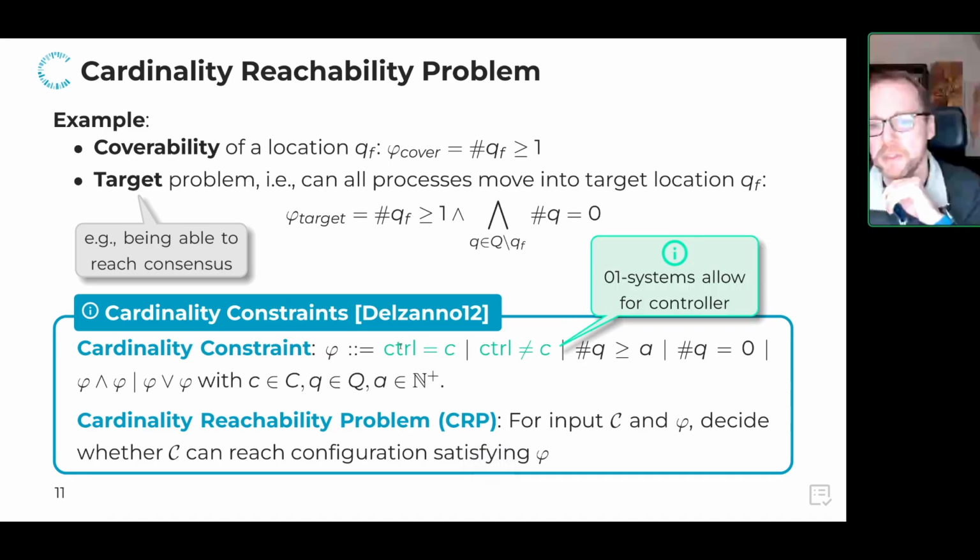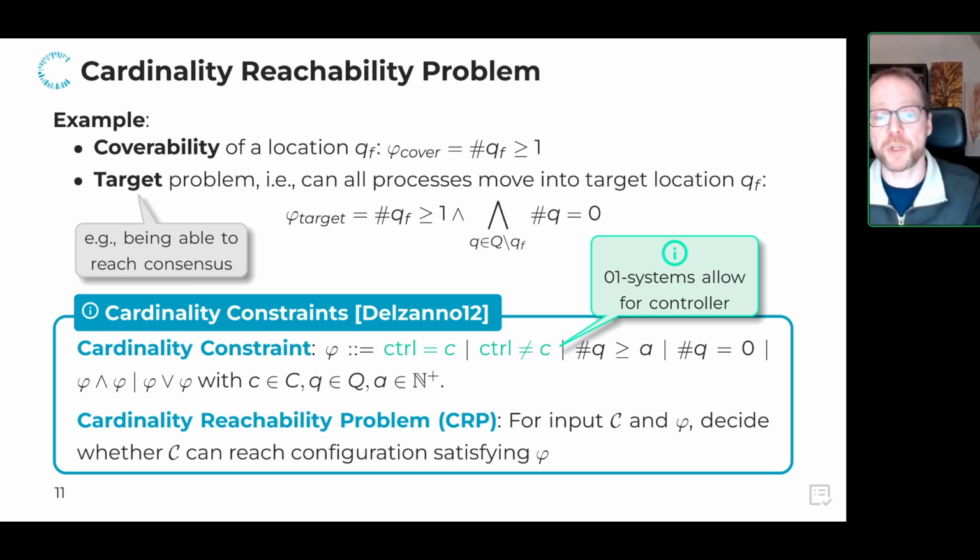And we also can have a separate control process, which is essentially supported in the 0-1 abstraction without additional cost, which is not true for all of the existing results for the systems that I showed you before.